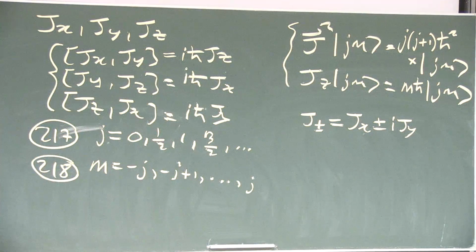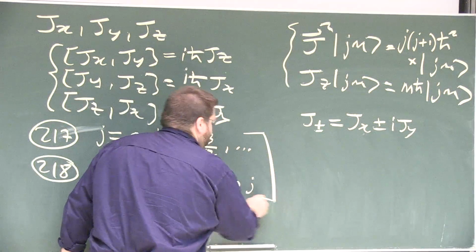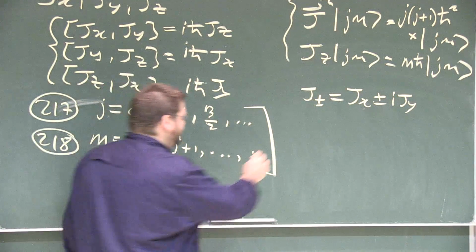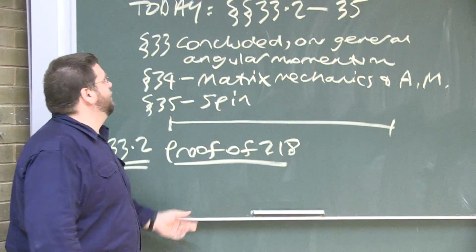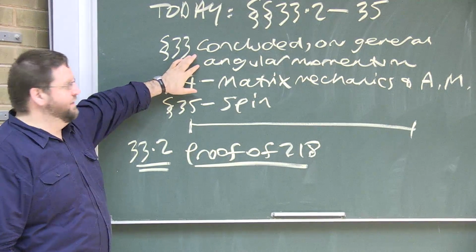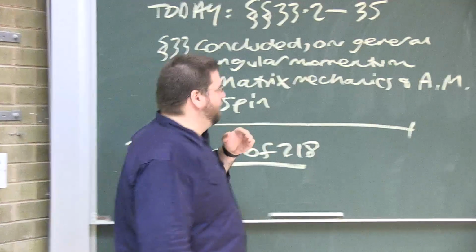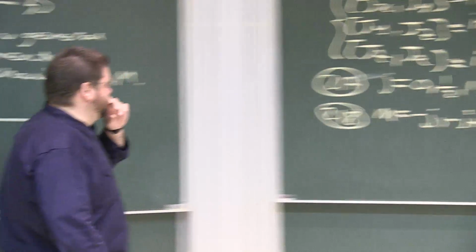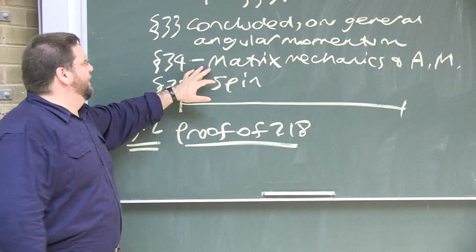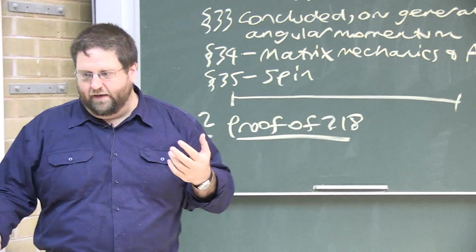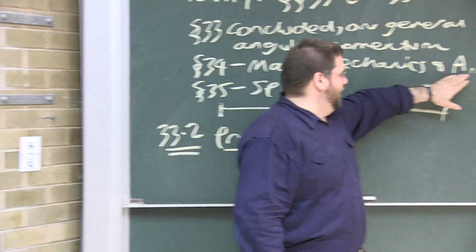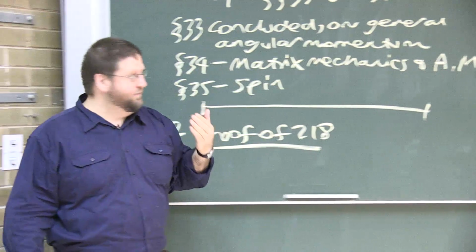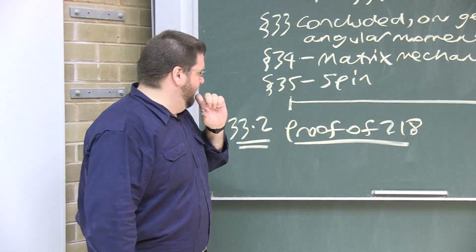So this is just some background revision. But one unsatisfactory thing, one thing that made us sad, temporarily at least, was that I didn't prove equations 217 and 218. That's one of the first things we'll do in concluding our discussions on general angular momentum. The two things we'll do to knock off section 33 are to prove these results, and secondly, to make a link between the theory of matrix mechanics and angular momentum. Matrix mechanics we learned about earlier, angular momentum we're learning about now. We'll develop a matrix mechanics theory of angular momentum in section 34.